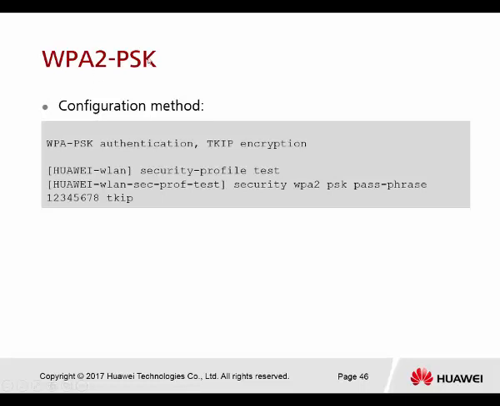So then the next one is for the PSK, WPA2 PSK. So it's very simple. Go back to your WLAN view, enter the security profile with the name, and then put security WPA2 PSK, the passphrase with your password. Now you can select your encryption mode. So I suggest using the CCMP.